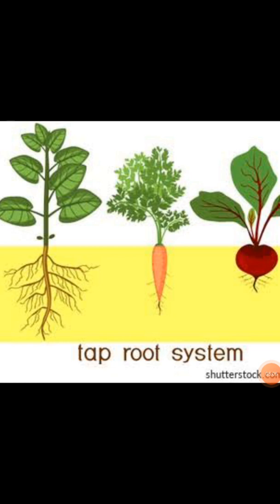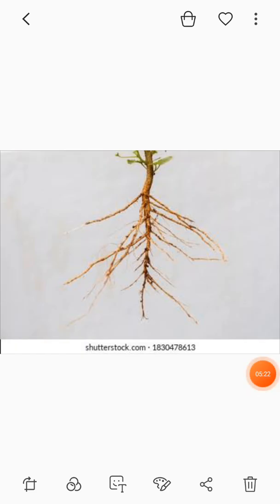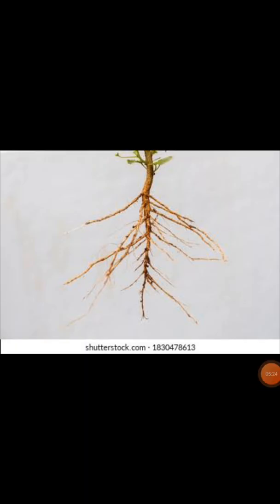Now we shall see the type of roots, the three types of roots. Those are tap root system, fibrous root system, and aerial root system. So what is tap root system? Carrot, radish have a main root, and there are thinner roots growing from it. That is tap root. These roots grow deep into the soil.